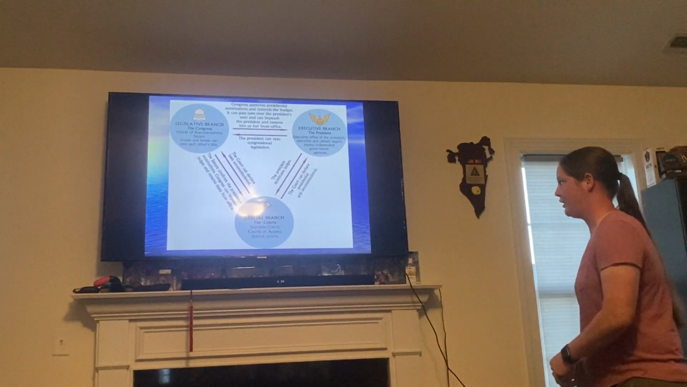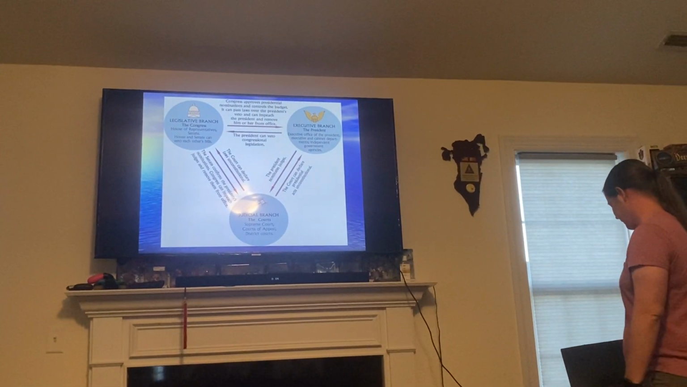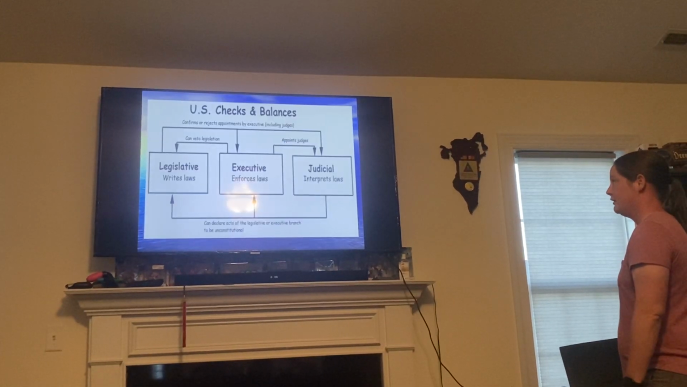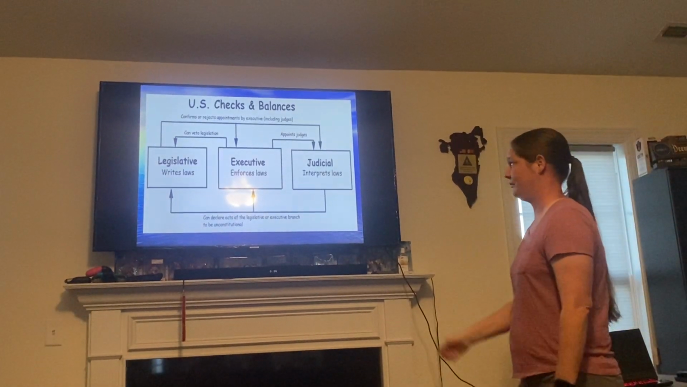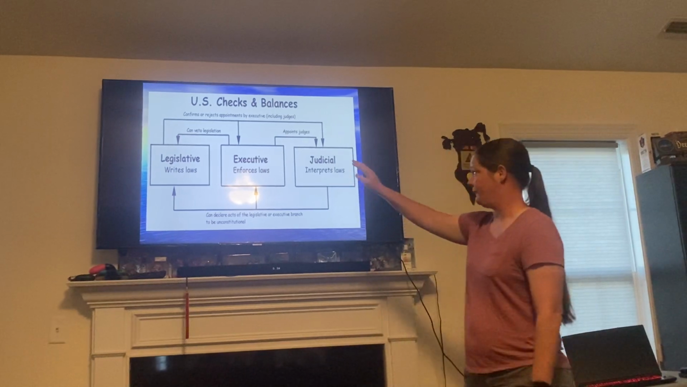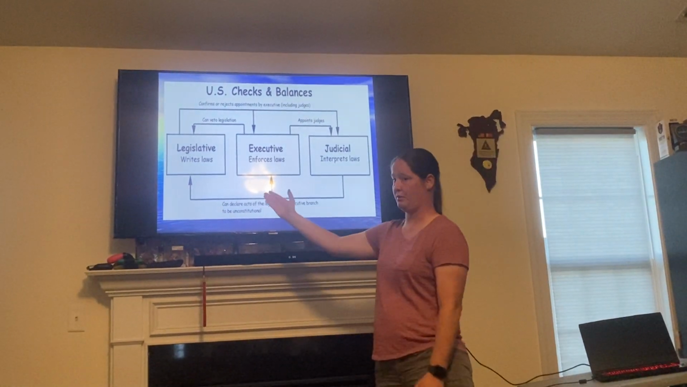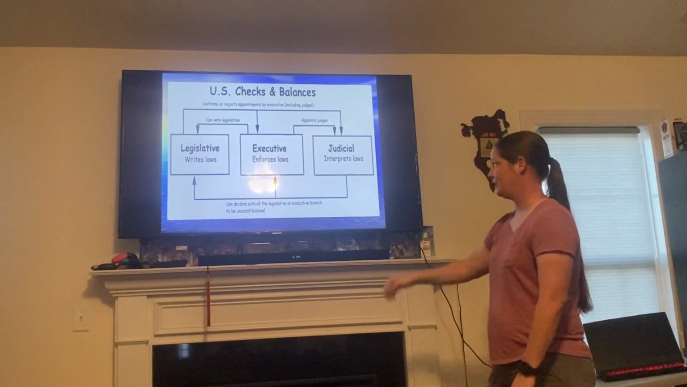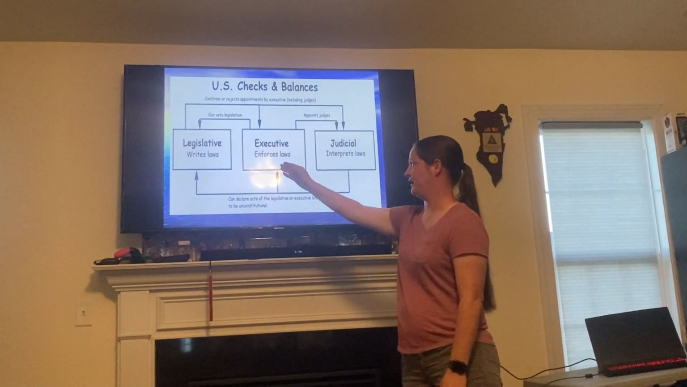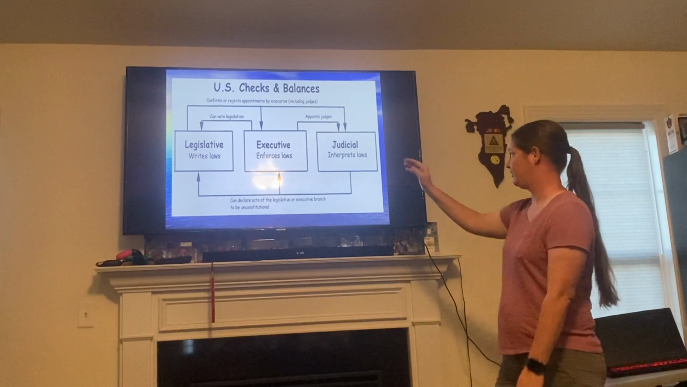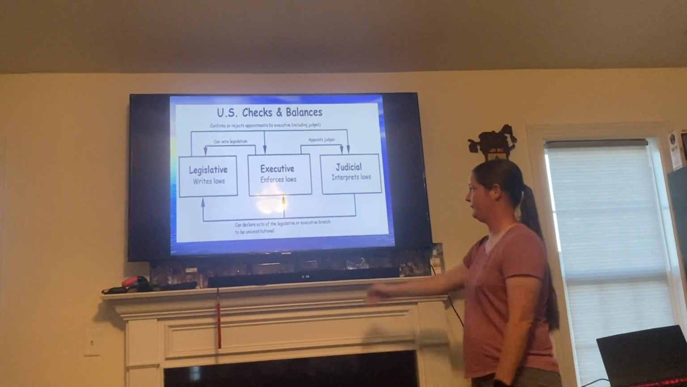Alright, since we've gone over this and everybody's taken all the notes they would like, this is a breakdown of the checks and balances. So, confirming or rejecting appointments by the executive, including judges, involves all three branches. Then you have your executive, which can veto legislation. And they can also appoint judges.